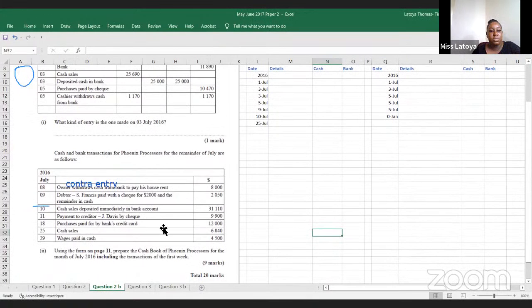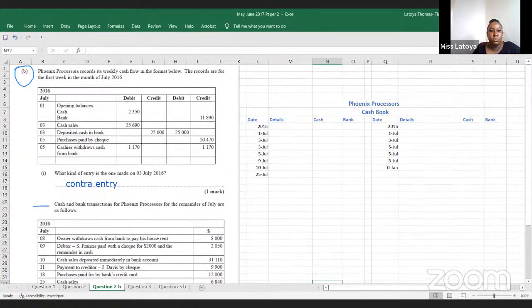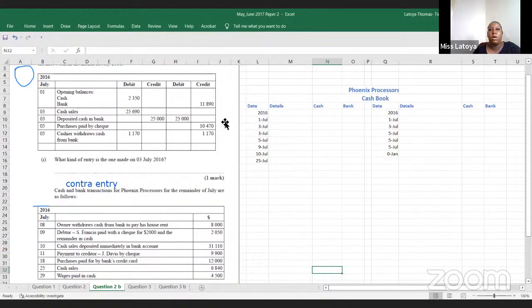They said using the form, and I'll show you, the form is on the past paper. They did rule up the cash book for you. So they say using the form on page 11, prepare the cash book of Phoenix Processors for the month of July, including the transactions for the first week. So we are going to use all the information that was given, and we are going to create our cash book.